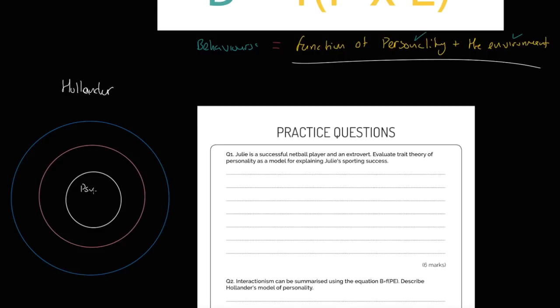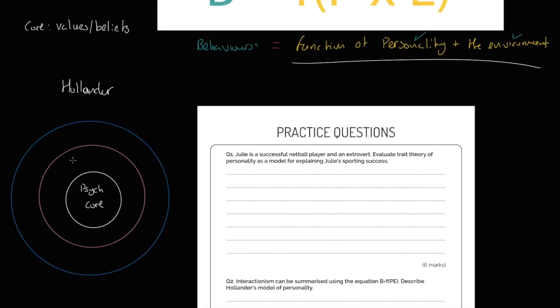There's what we call the psychological core. This is the most intimate inner aspect of one's identity. Let me just put core up here. This relates to values. This relates to beliefs. So it's the innermost, central identity of an individual.